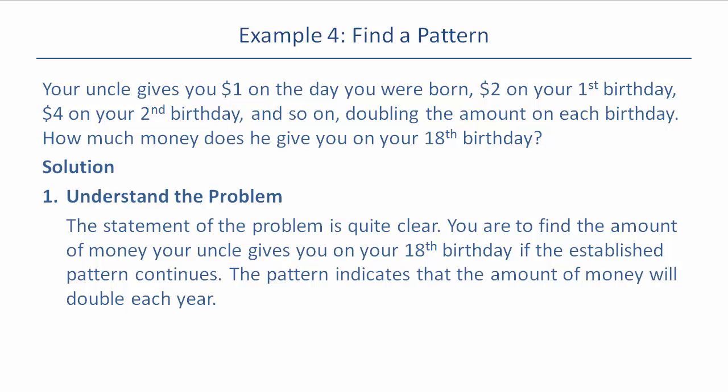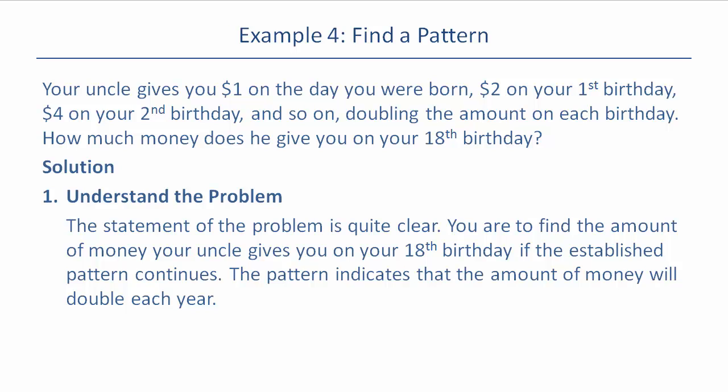Your uncle gives you $1 on the day you were born, $2 on your first birthday, $4 on your second birthday, and so on, basically doubling the amount on each birthday, and they want to know how much money he gives you on your 18th birthday. Well, if you didn't have the example 4, find a pattern up there, and you were just faced with this question, you could just start listing out the numbers. This is how much I get when I'm born, on my first birthday, second birthday, and so on and so forth. But how do you even know what you get on your third birthday if you don't already see the pattern? Well, it doubles, right?